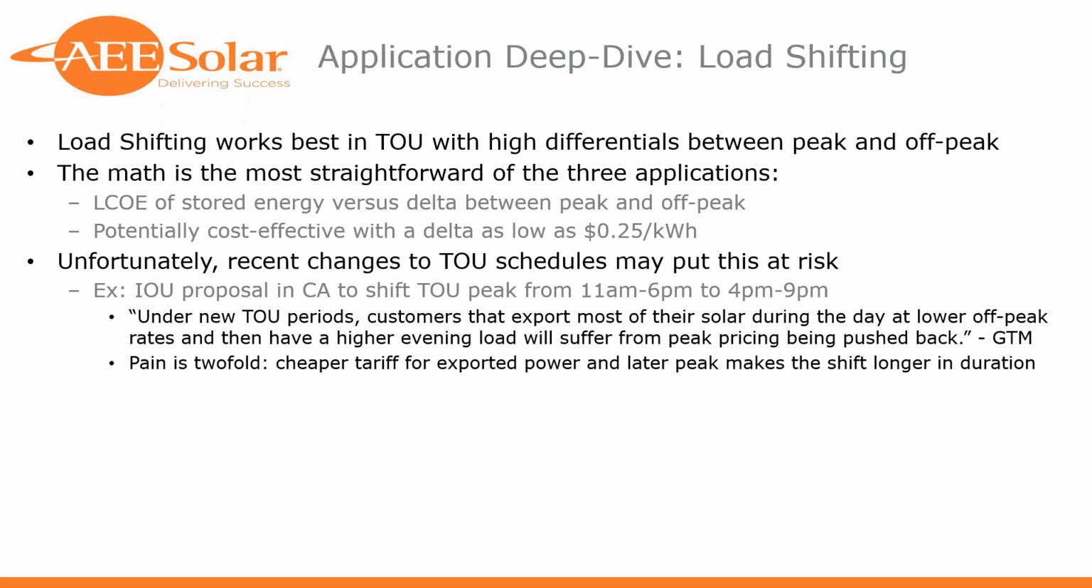Unfortunately, in places like California, the changes to TOU schedules may put this at risk. So one that was approved here recently was an IOU. I believe this was SoCal Edison, but it could have been SDG&E. Proposal to shift that peak window from 11 to 6, when a lot of these loads could be offset just directly with PV, to 4 to 9.